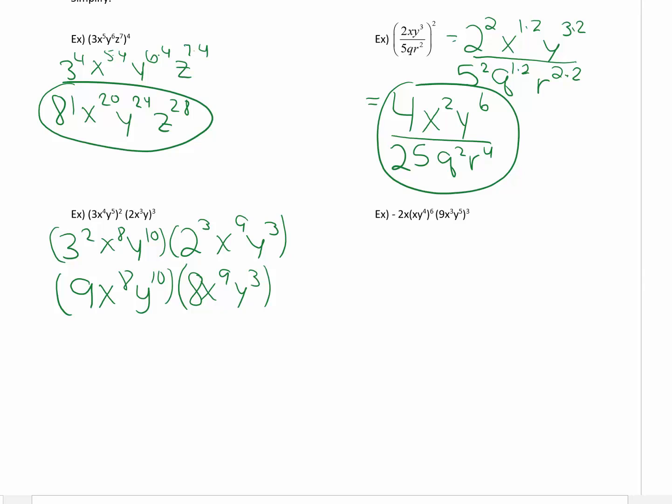Okay, so now I can multiply. 9 times 8, that's 72. Remember, when you multiply exponents with the same base, you add the powers. So 9 plus 8, that's 17. So that's x to the 17th. 10 plus 3 is 13. So this is y to the 13th power.